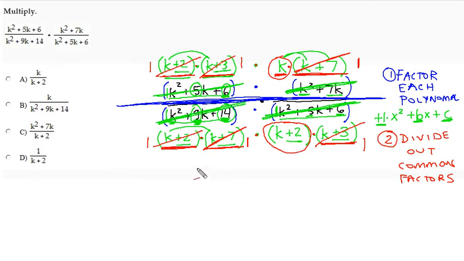So in the end, what we have, if I can write the result over here, is k times all these three ones is k, over 1 times this last one times k plus 2 is k plus 2, and we find that this is the fully simplified result of multiplication, and we identify the correct answer as A.